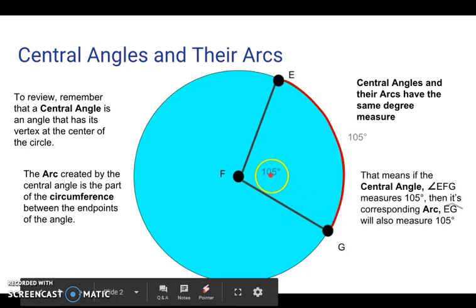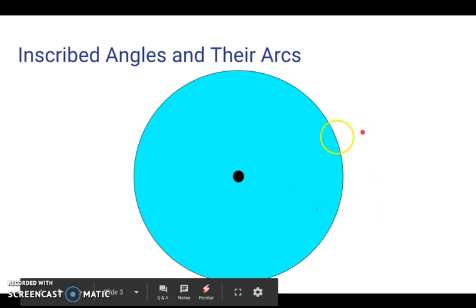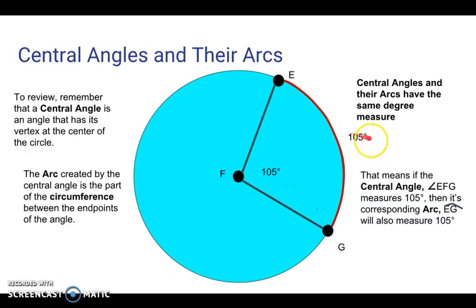So central angles have the same degree measure as their arcs. For example, if this central angle was 105 degrees, then its arc is going to be 105 degrees. But remember, I can go both directions. If the arc is 105 degrees, then I also know that the central angle is 105 degrees. Important that you remember you can go both directions.